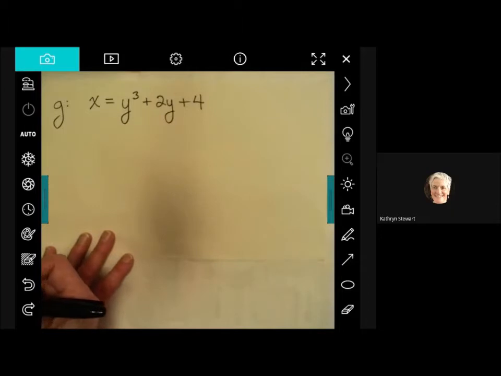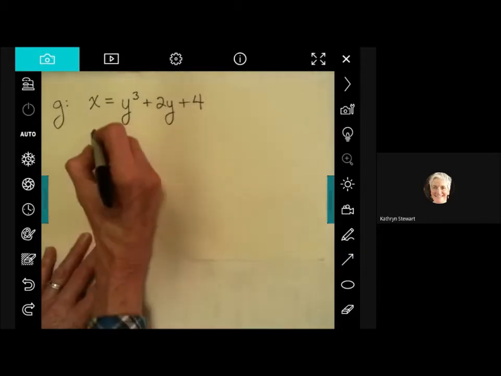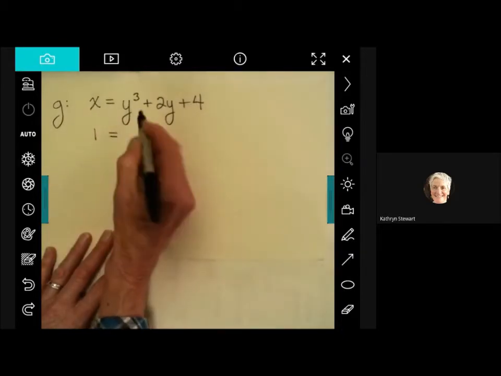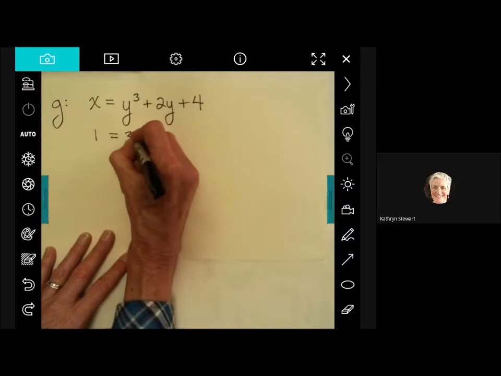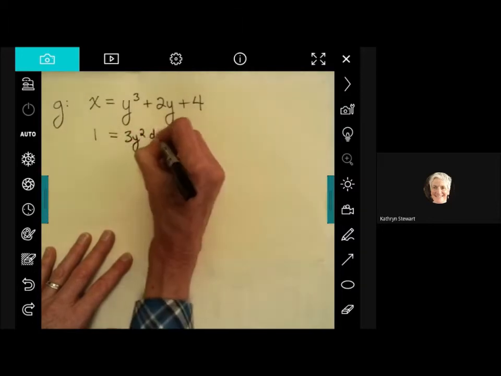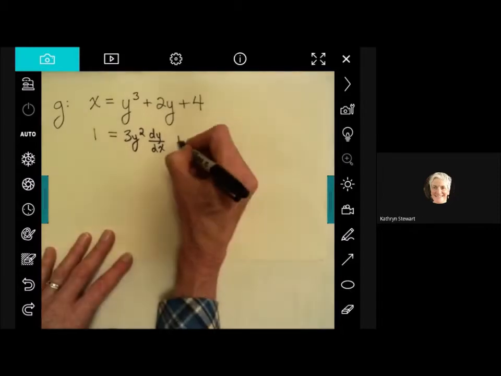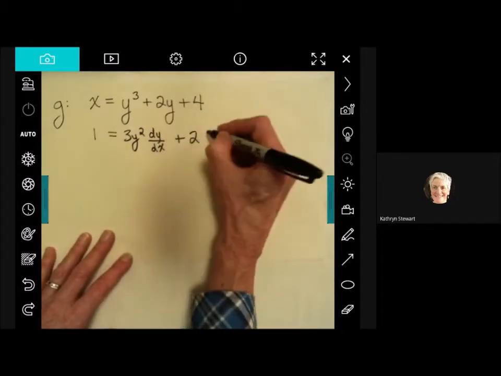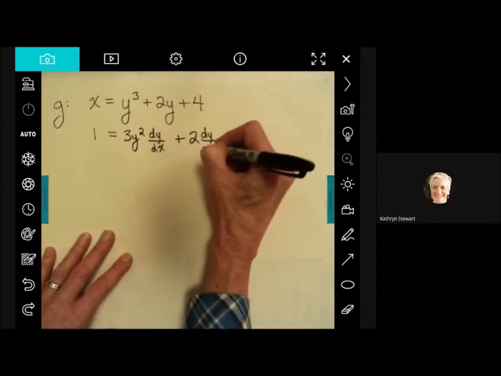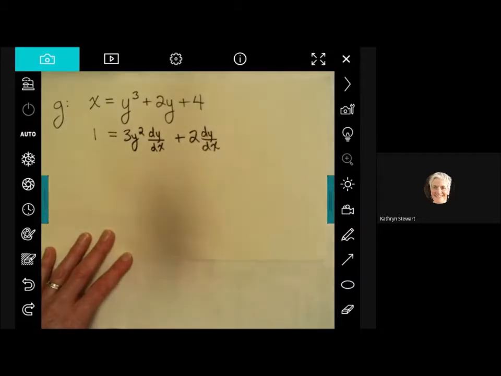Any ideas? Sure, we could try implicit differentiation. Let's try that. The derivative of x is 1. Derivative of y cubed, 3y squared. Don't forget your chain rule, times y prime or dy dx. Plus derivative of 2y is 2 times the chain rule, dy dx. Derivative of 4 is 0.